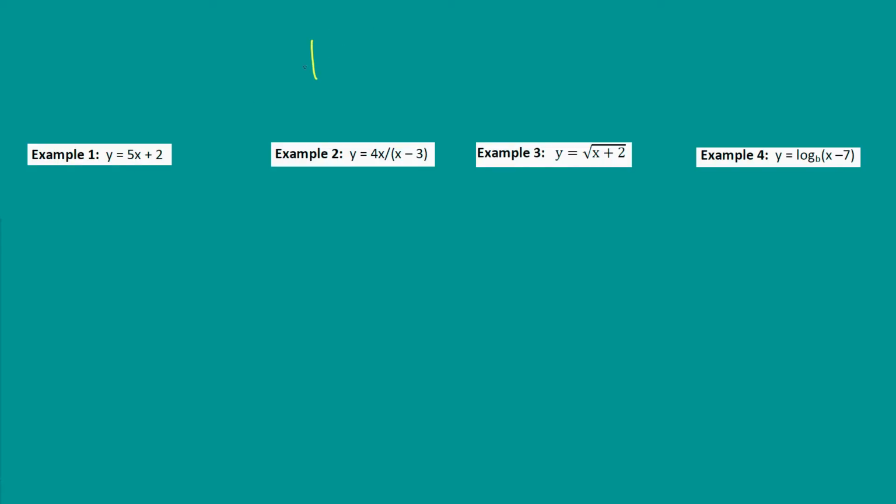Let's look at example 1. I'll first put a little title on this. This is all about domains. Okay, so those are going to be your possible x values. Let's look at this guy right here. Y equals 5x plus 2.